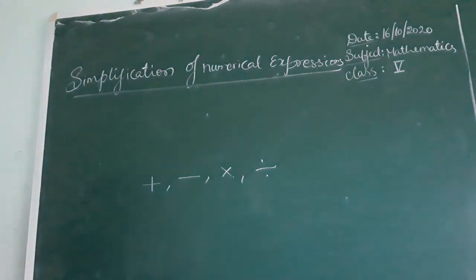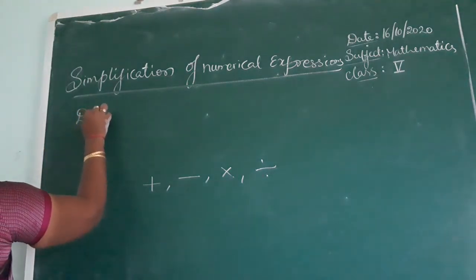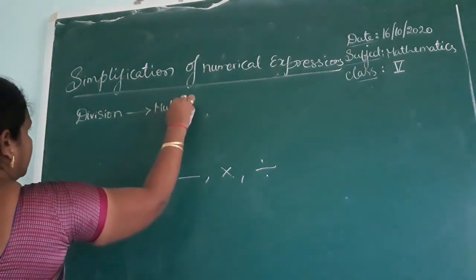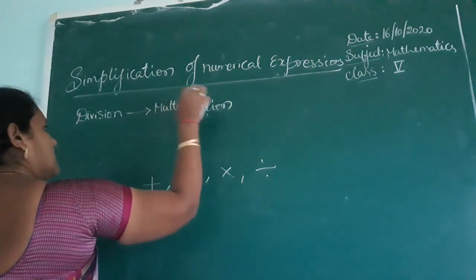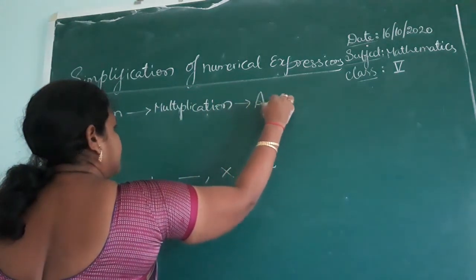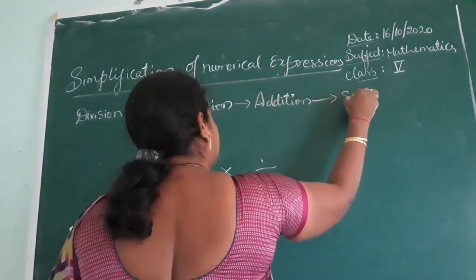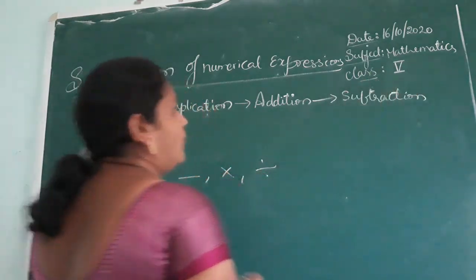We perform operations in a particular order. That particular order is: first we do division, then multiplication, next addition, and at last subtraction. This is the way we solve the basic operations.